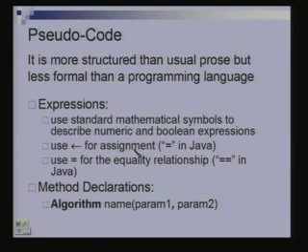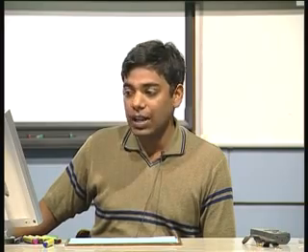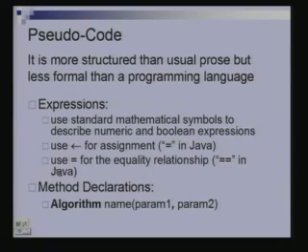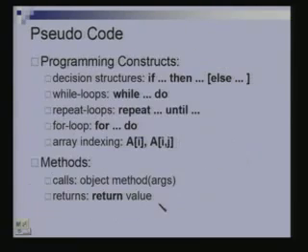Instead of the assignment operator, which is equal to in Java, I will use this left arrow. And instead of the equality operator, equality relationship in Java, which is two equals, the same in C, I will use just a single equal. Yeah, and I'll declare methods in this manner: name of algorithm, and what are the parameters it takes.